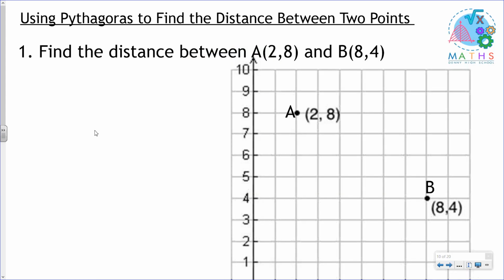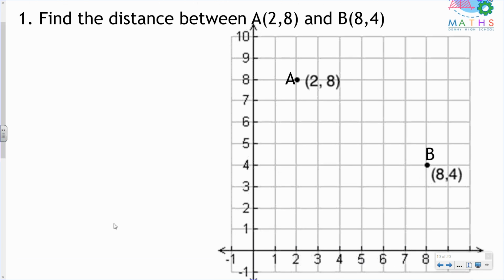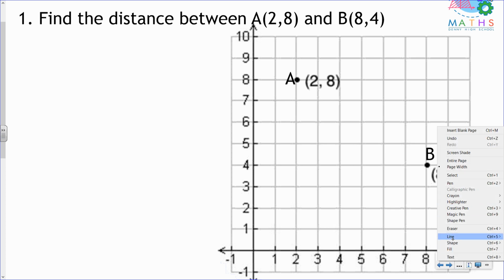So let's think about this first example. We want to find the distance between the points A, which are 2, 8, and B, 8, 4. You can see here I have already plotted these points on a diagram. If that has not been done, you will have to construct an XY axis and plot these points first. Once we have done that, we want to find the distance between those 2 points. So we need to connect those 2 points up with a straight line.